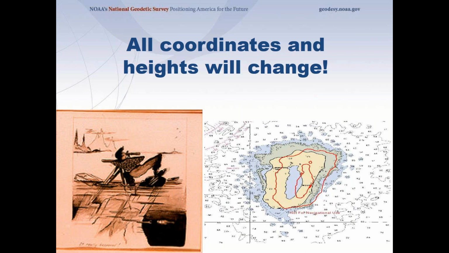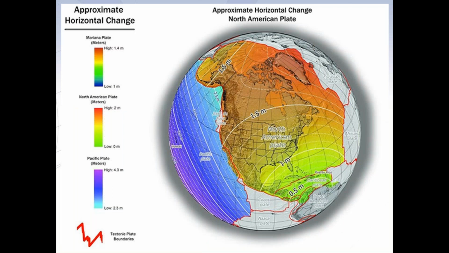Okay, what's this going to mean to you? Well, as a GIS user, all the coordinates and heights are going to change. So how much are they going to change? Well, this is an approximation of what we think they're going to change, or we're pretty close. This is what they're going to change in North America.